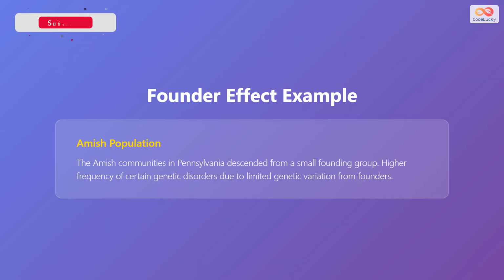The founder effect is well illustrated by Amish communities in Pennsylvania. These communities descended from a small founding group of settlers. Because the founders carried only a limited sample of genetic variation, and because Amish populations remain relatively isolated, certain genetic disorders appear at much higher frequencies than in the general population. This demonstrates how the founder effect can have lasting impacts on genetic diversity and health.